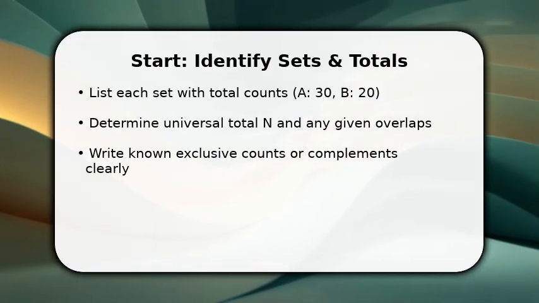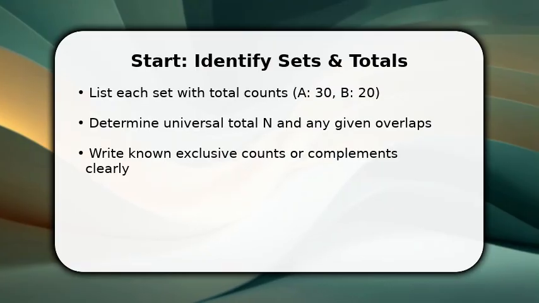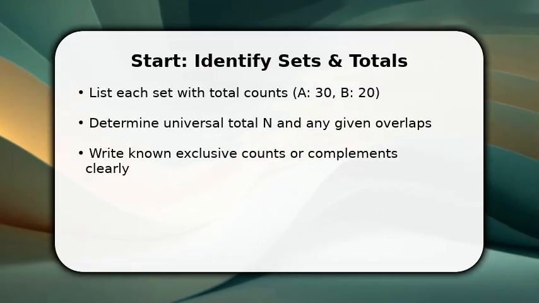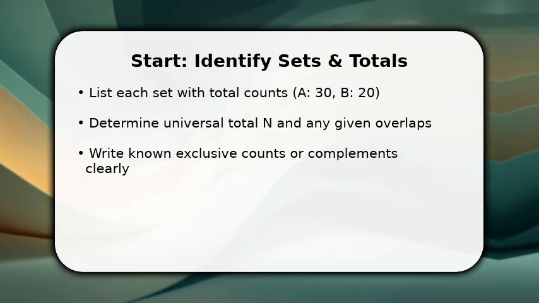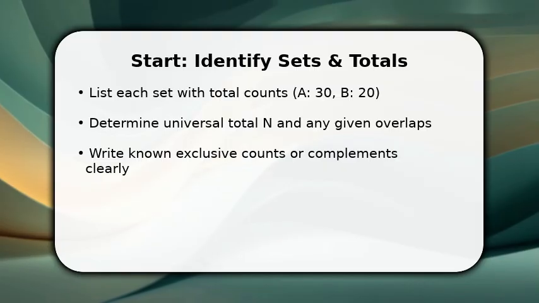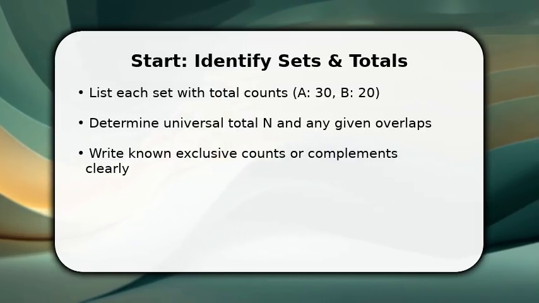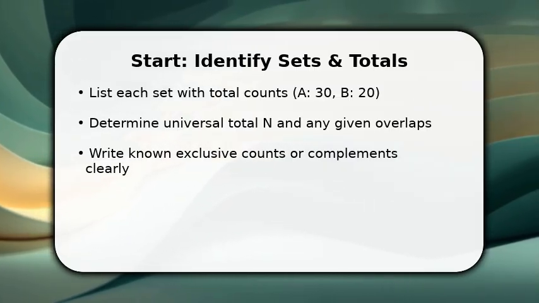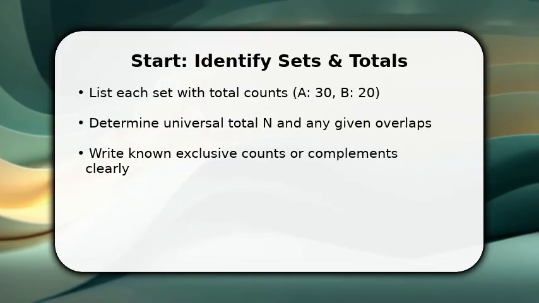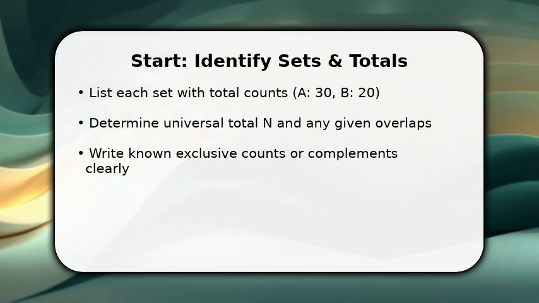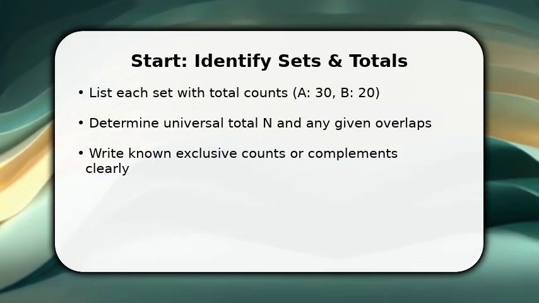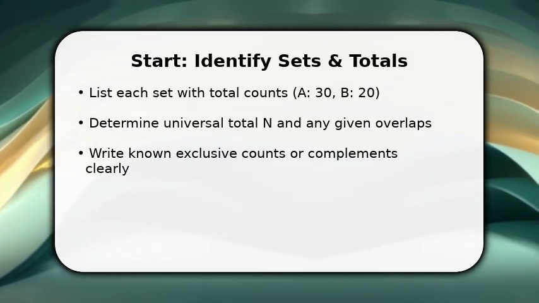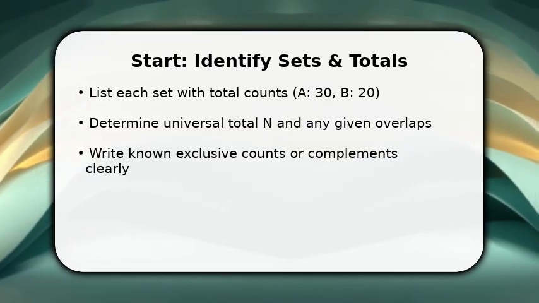You begin by listing the sets and the universal total out loud so you see all numbers. You mark known overlaps and any exclusive counts on paper. If only totals are provided, label them A, B, N. Once done, subtract obvious exclusive members from totals to reduce unknowns. Make sure to convert percentages to counts when needed. This first step organizes information so the diagram filling later is straightforward and avoids double counting.